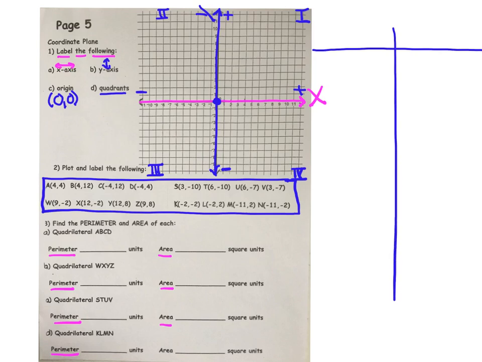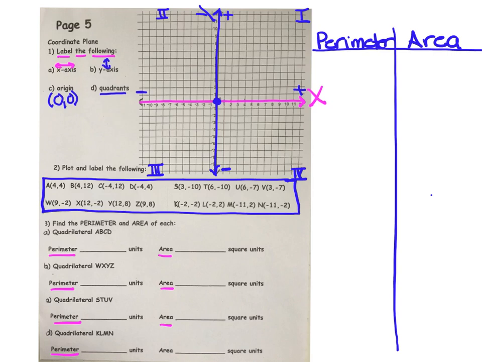Draw a large T-chart on the back of the previous page. On the left side of the chart, label that perimeter. This is where you're going to show your work for calculating the perimeter. And on the right side, label that area.